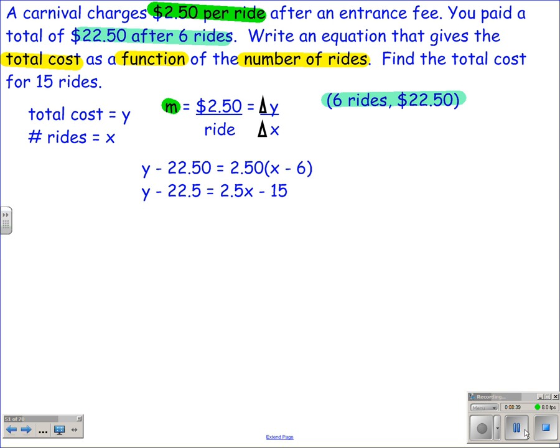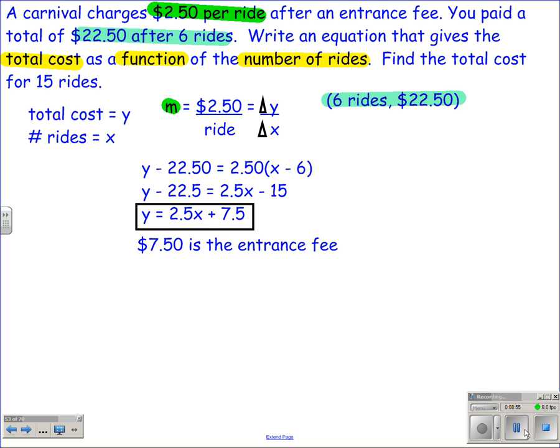And then let's get our constants together so that we are just in y equals 2.5x plus 7.5. We have found the equation where the total cost is a function of the number of rides. Also, that 7.5 that's at the end, that's the entrance fee, because please notice it was 2.5 for every ride after an entrance fee. That's $7.50 is our entrance fee. They didn't ask us for it, but I thought I'd let you know what it was in reference to.